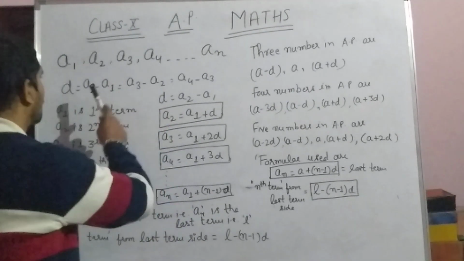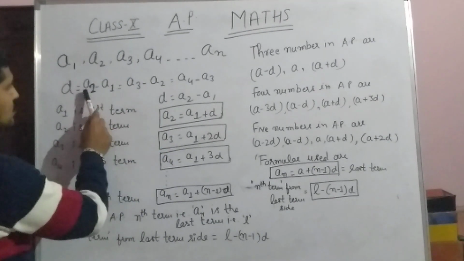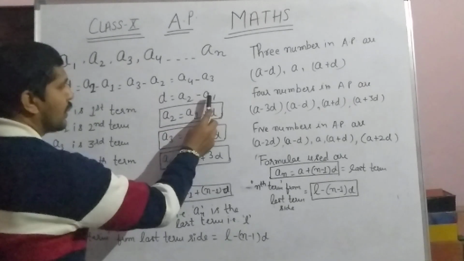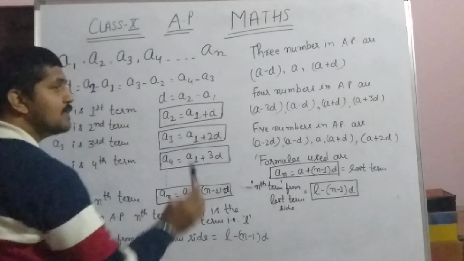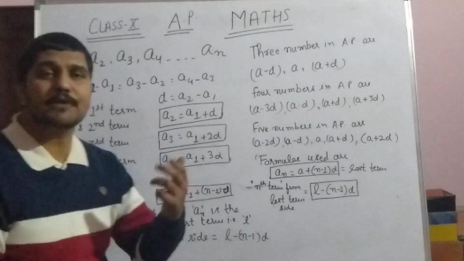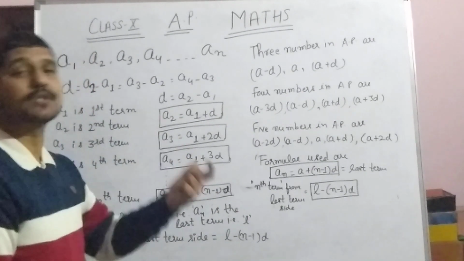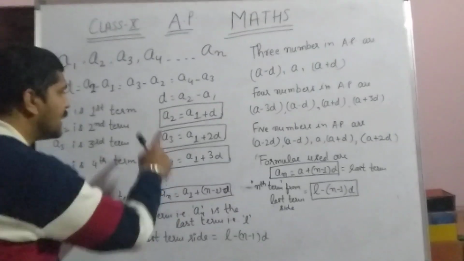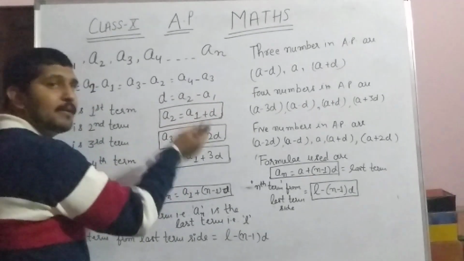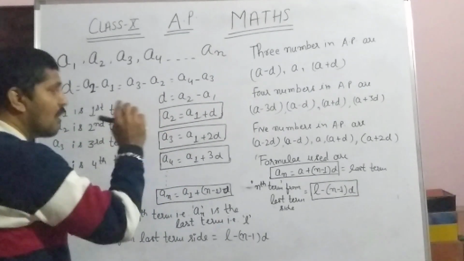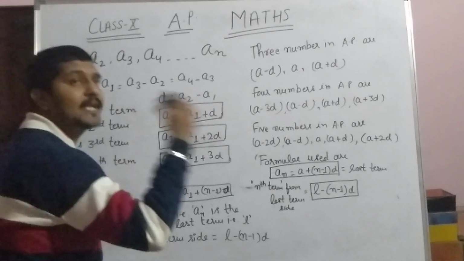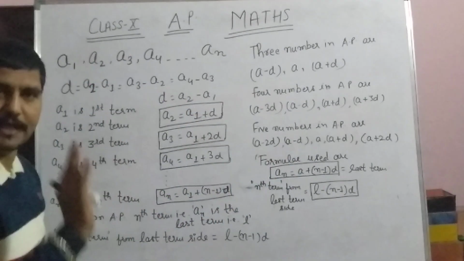So from here we can see D is equal to A2 minus A1. So A2 will be equal to A1 plus D. It means every next term will be found by adding the common difference to the previous term. A2 is the next successive term and A1 is the previous term before A2. So whenever we add the common difference to the previous term, we will get the next successive term if the terms are in AP.